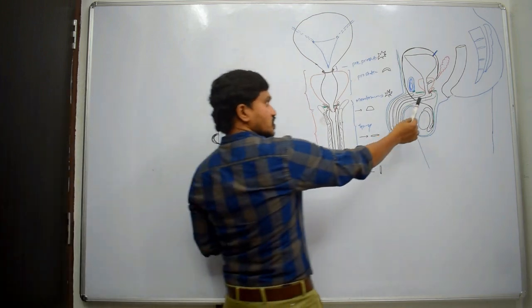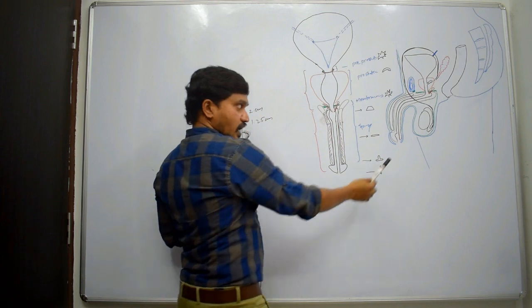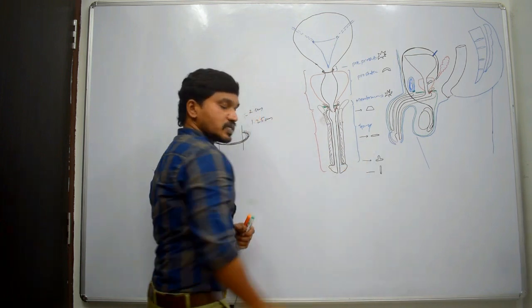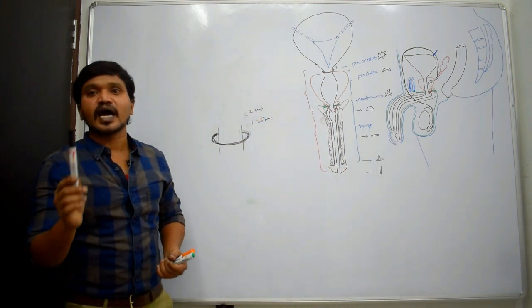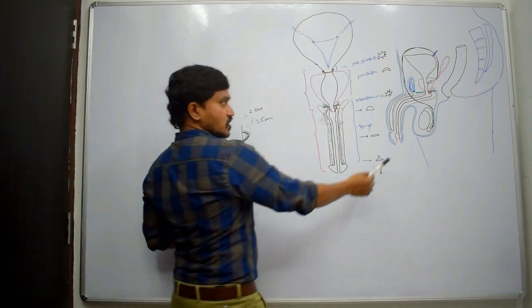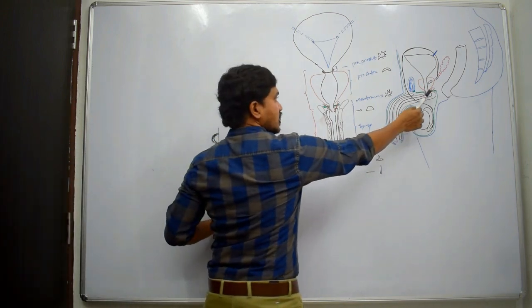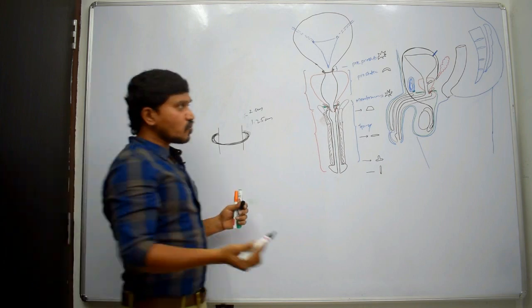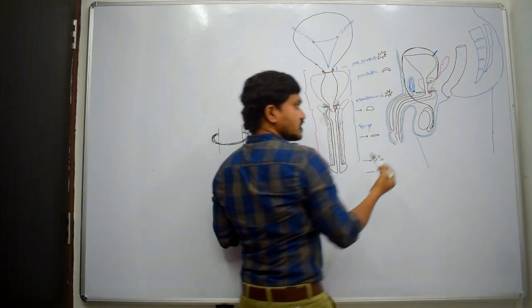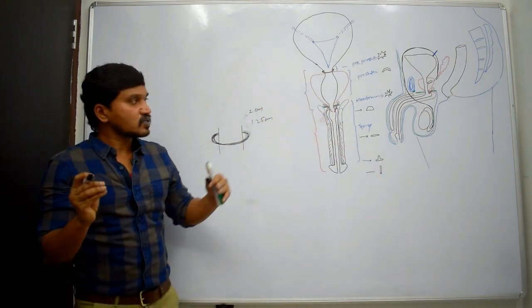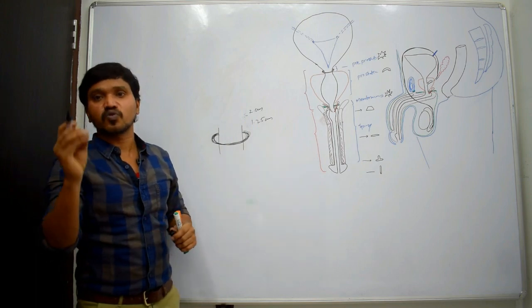So this fossa, what we are calling bulbar fossa. And what is this fossa which is present in the glans penis? This fossa, what we are calling navicular fossa. So this is navicular fossa and this is bulbar fossa. Only in these two areas there will be dilatation. That's why those structures are called fossa.